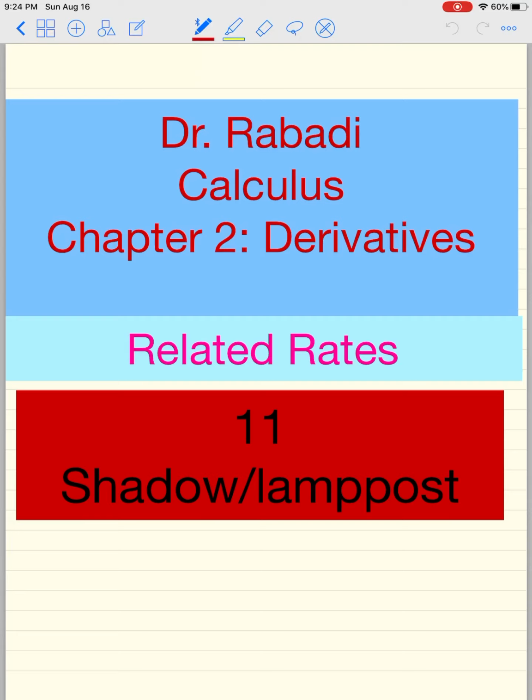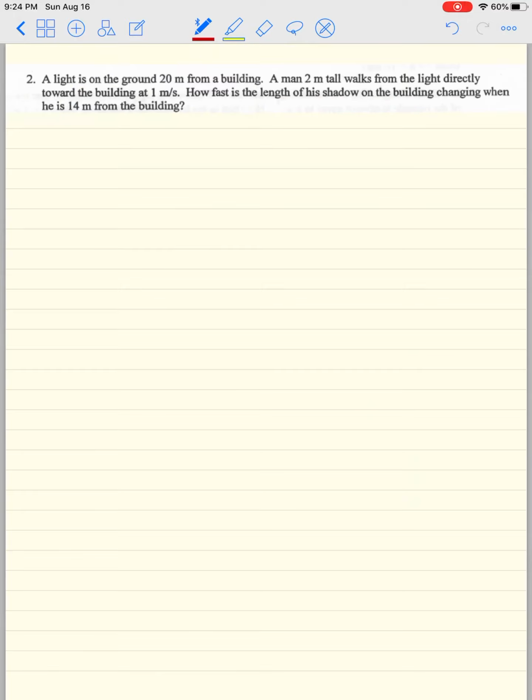It's the shadow problem. Sometimes it's called a lamppost problem. And so there are basically two types, but it's the same format. So let's get to it. I'll do one in this video and one in the next video. And so let's first read it.